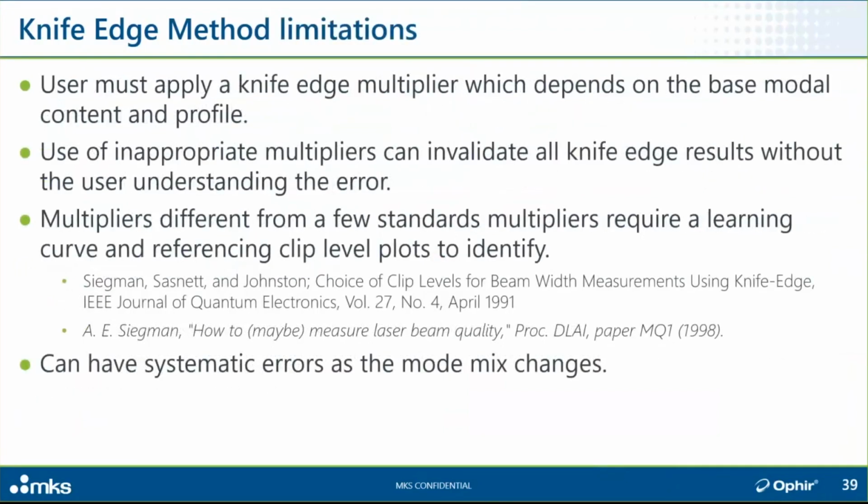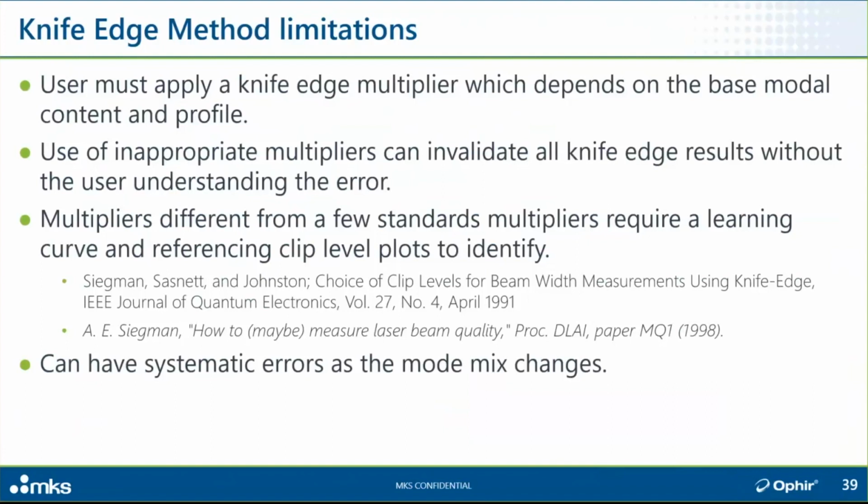Some of the limitations of this method are that the user must apply a knife edge multiplier that depends on the base modal content. By the base modal content, I mean if you have a square top hat, you would need a different multiplier than a round top hat. If you're measuring a Gaussian beam, you have a different multiplier that you should use for that as well. And one of the issues that can arise with the knife edge method is using the inappropriate multiplier and not knowing that that multiplier needs to be changed for the type of beam, which can invalidate your results.